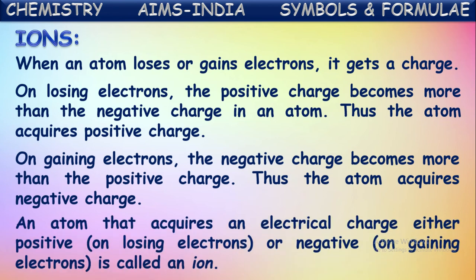Now, an atom that acquires an electric charge, either positive or negative, is called an ion. So atoms, either by losing or gaining electrons, acquire charges. These charge-acquired atoms are called ions. If they are formed by the gaining of electrons, they are called negative ions. If they are formed by the loss of electrons, they are called positive ions. Finally, atoms with charge are called ions.